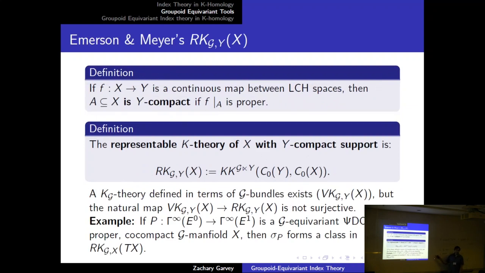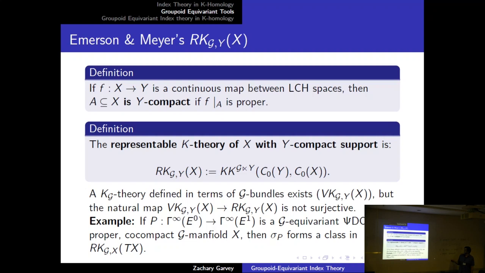We need to define K-theory as well. So the appropriate K-theory is actually defined via KK, which is why I did KK first. And it's just a helpful notion to go over, but if you've got a map F from X to Y between locally compact Hausdorff spaces, then a subset A of X is Y compact if restricting the map F just to A is a proper map. So you can think of it as sort of like a family of compact sets over the base, is what Y compact would mean. As A over Y is sort of a family of compact sets.